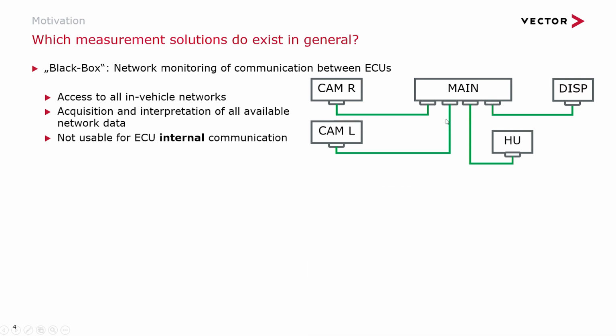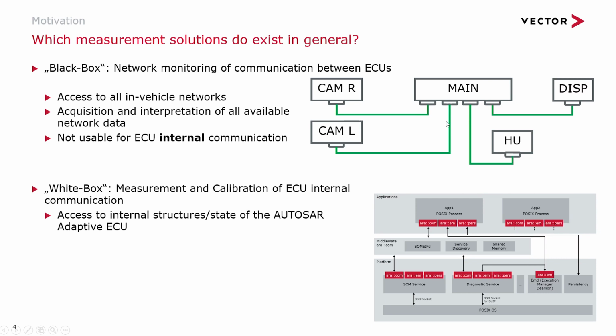The other method is the white box method. The white box means the measurement and calibration of ECU internal communication. And that's the more interesting part, I think. That means we get access to the internal structures or states of the AUTOSAR Adaptive ECUs. So the big question here is, how can XCP be used for this purpose? Because XCP is the most used standard for measurement and calibration tools, and it would be very helpful if we can use the same processes and things with AUTOSAR Adaptive ECUs.